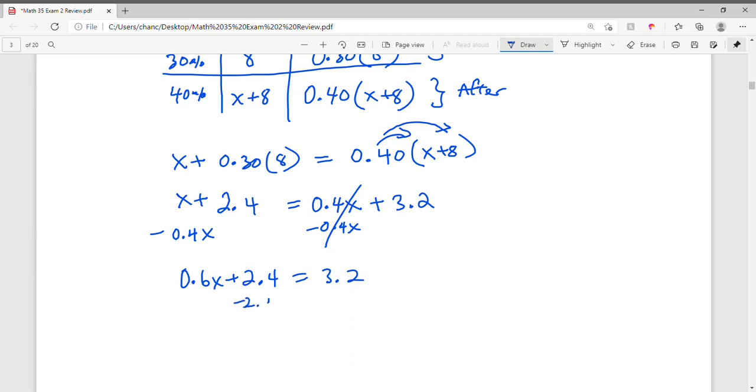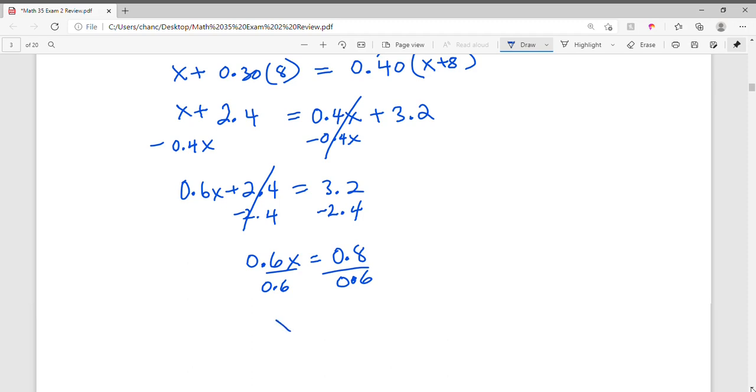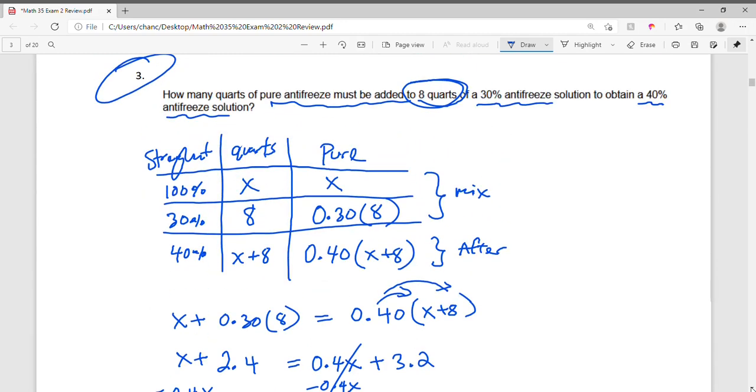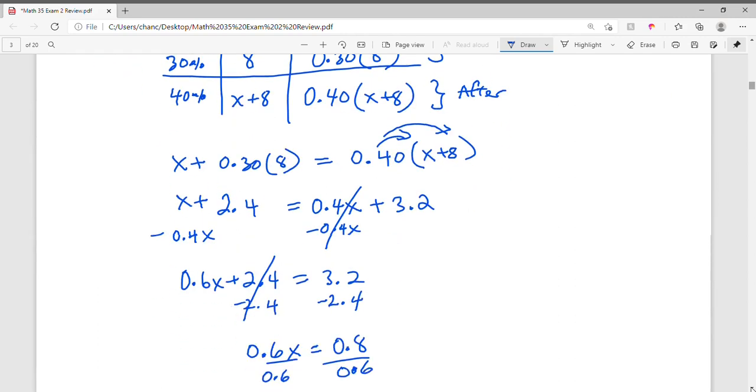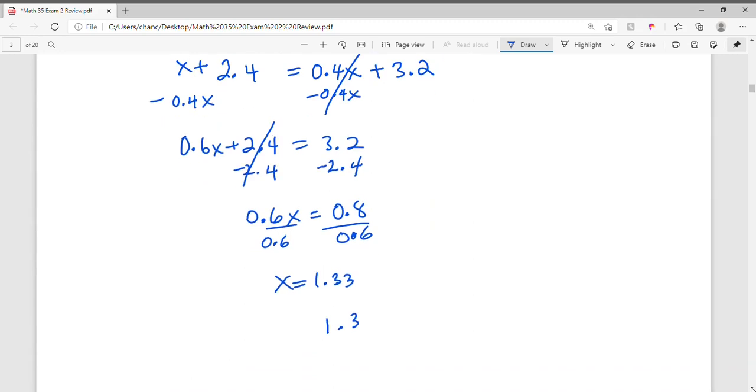We can subtract 2.4 from both sides now. 0.6x is equal to 0.8. Now I can divide both sides by 0.6, and this gives me x is equal to 1.33, and so that's our solution. We have to add 1.33 quarts of pure antifreeze to get a 40% mixture. So that's our solution, 1.33 quarts of pure antifreeze.